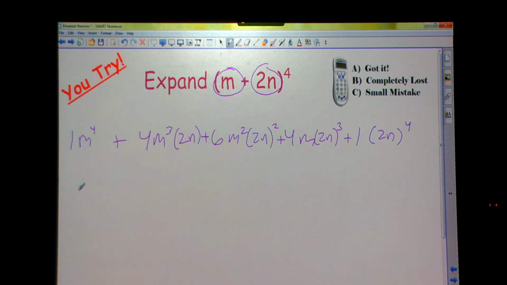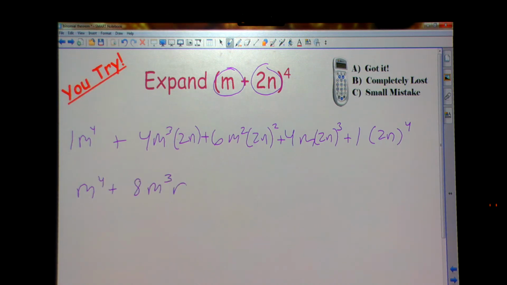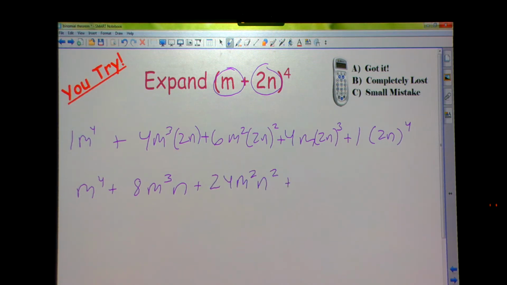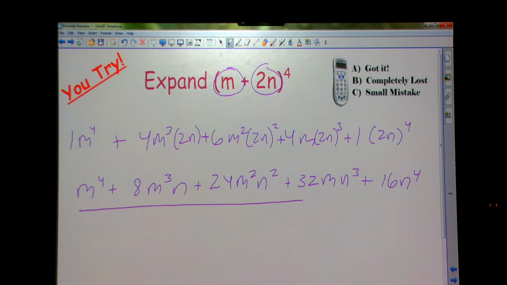So let's clean it up. I have m to the 4th. Over here you have 2 times 4, so that gives me 8 m cubed n. Here do your power first. 2 squared is 4 times the 6 is 24 m squared n squared. 2 to the 3rd is 8 times 4, which is 32 m n cubed. And 2 to the 4th is 16 n to the 4th. Voila.